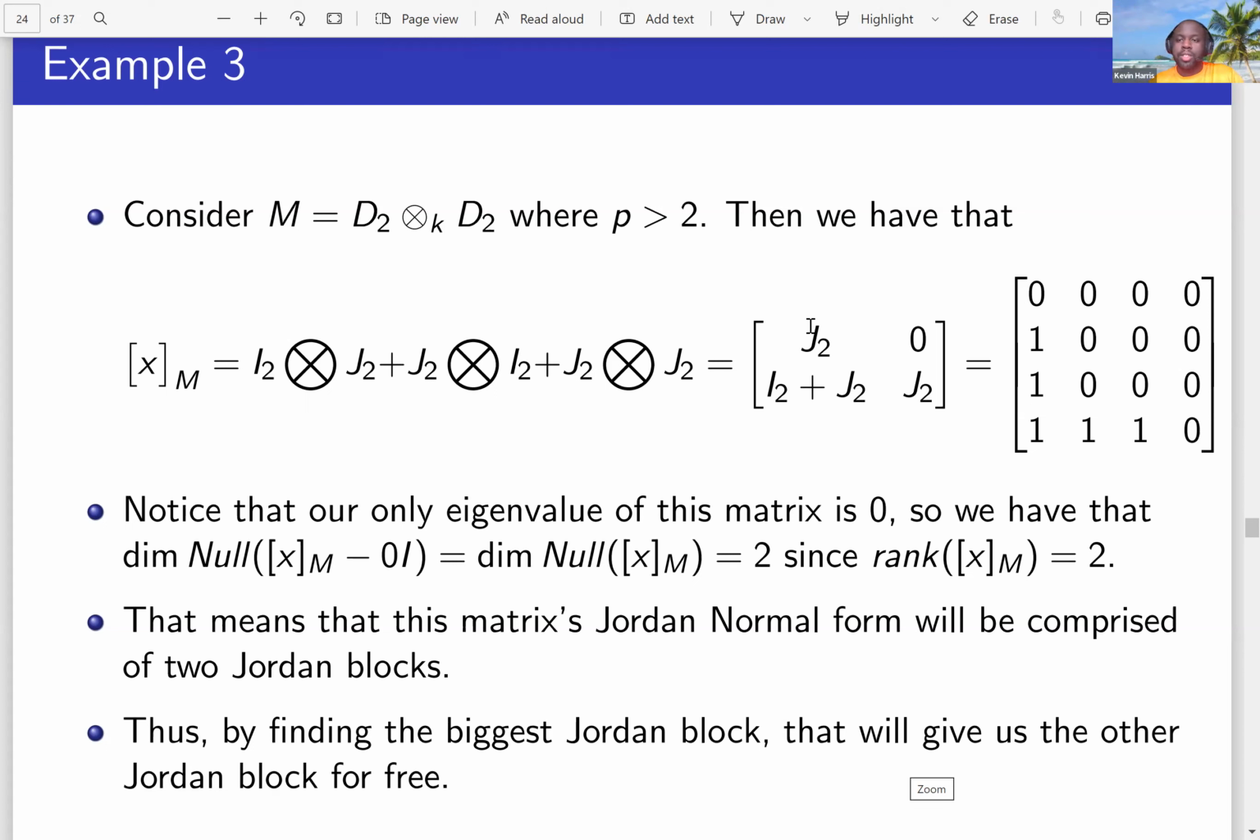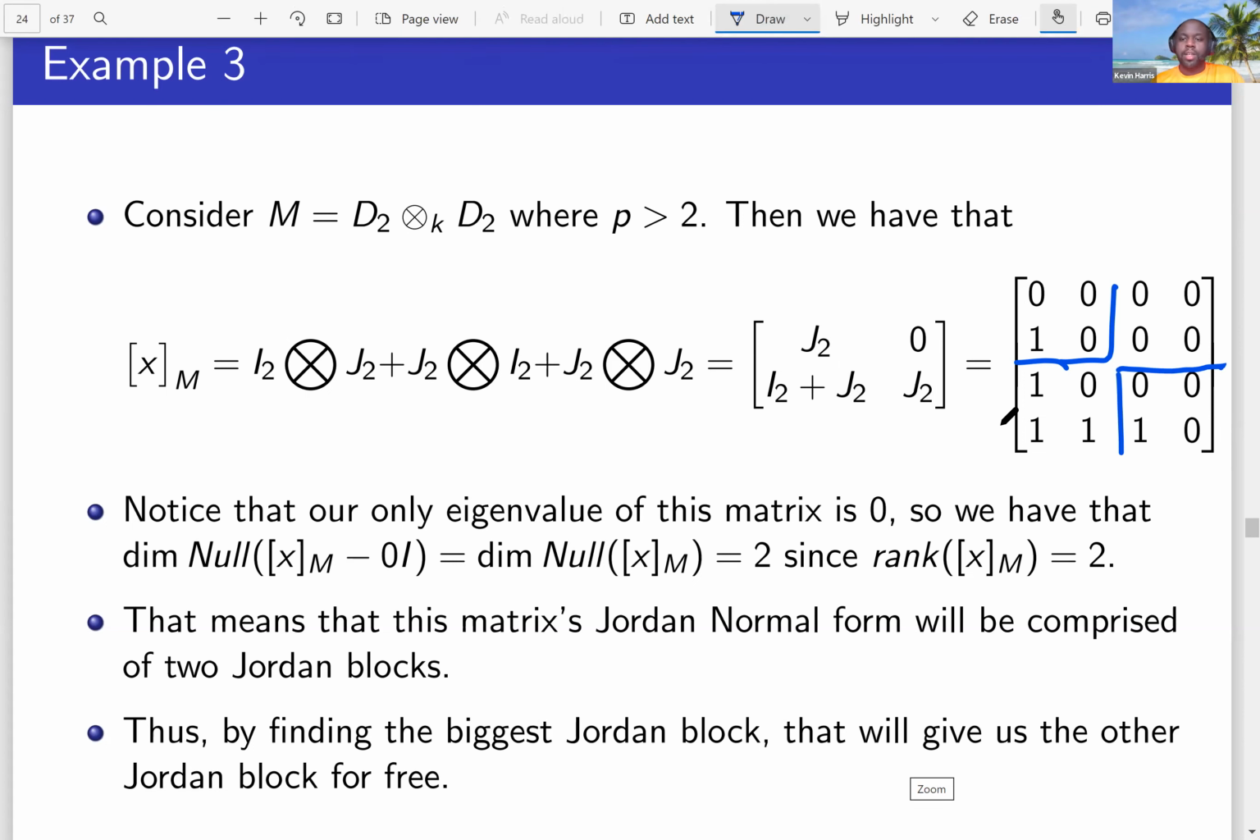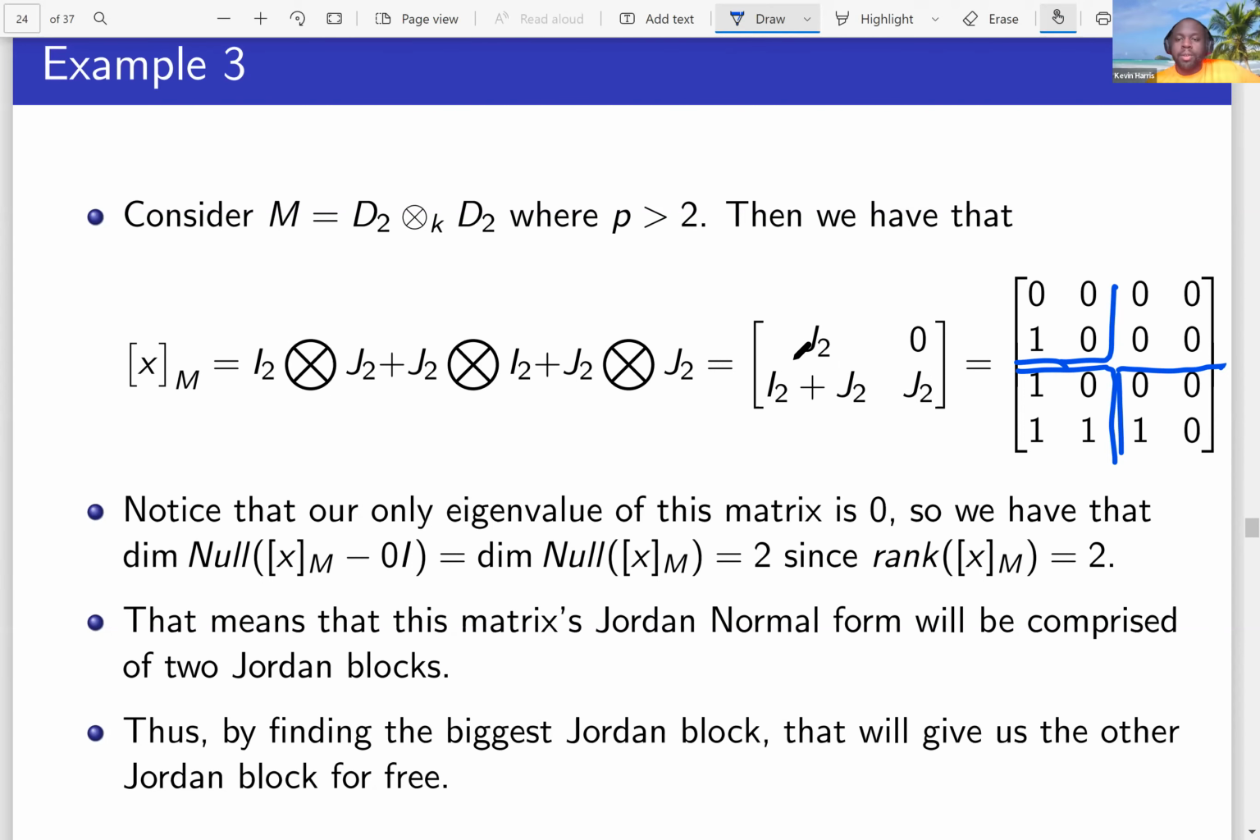So you have J2 and J2, which are just that and that. It's just those two matrices right there. And then the I2 plus J2 is just the one in the corner, this one. And of course, when we put 0, this would be a 2x2 as well, so everything adds up.